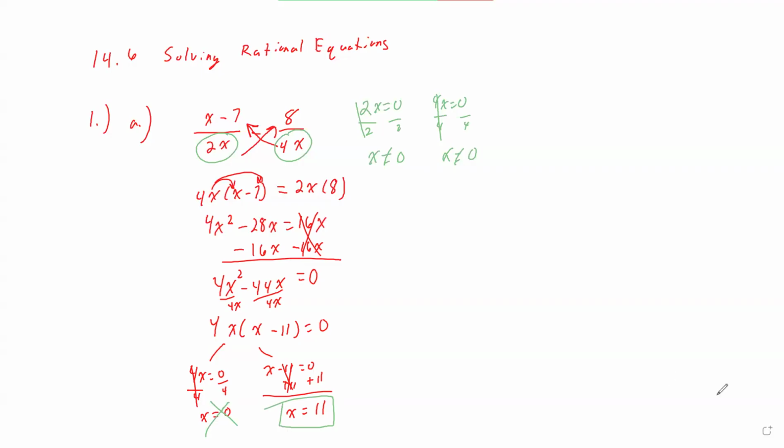All right, so let's try another one. So this will be part B. We have 3 over (x minus 6) equals 5 over x. And then we're going to cross multiply. x times 3 is 3x. And then (x minus 6) times 5, I'm going to write it as 5 times (x minus 6) so that I distribute. This gives me 5x minus 30.